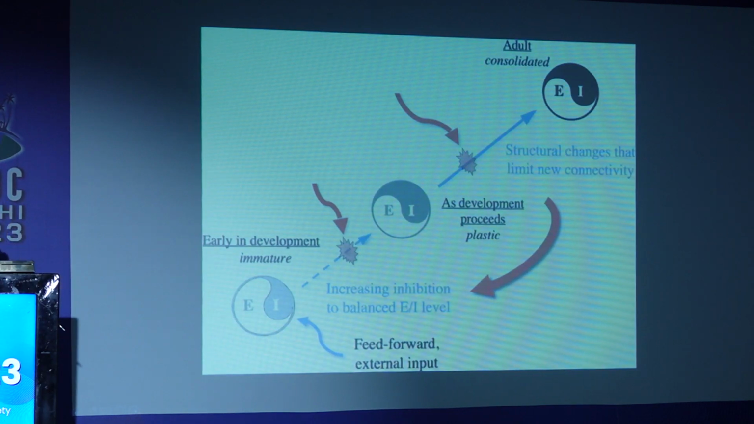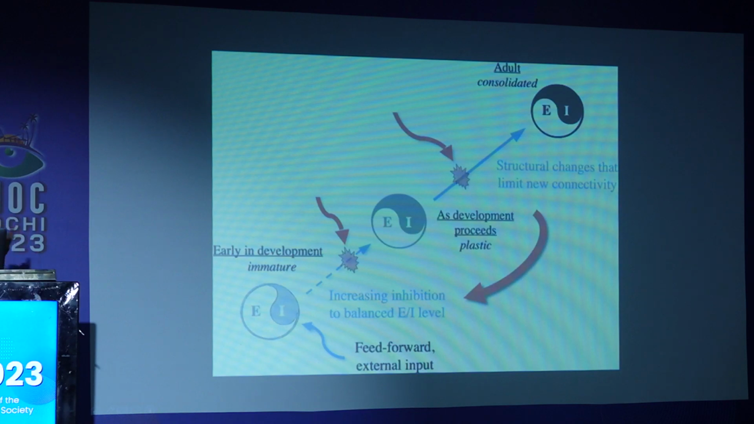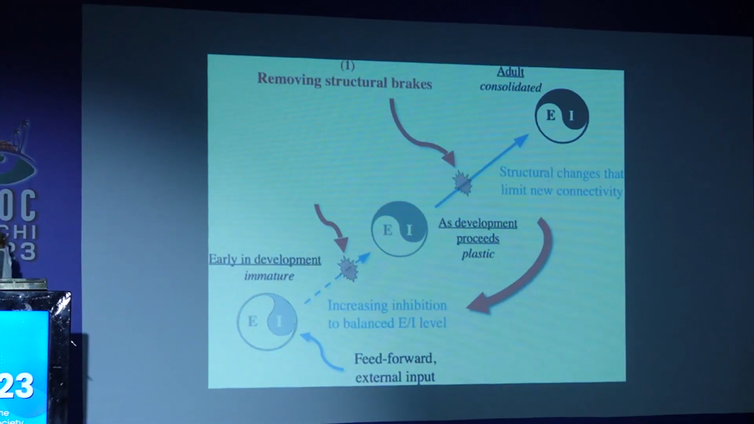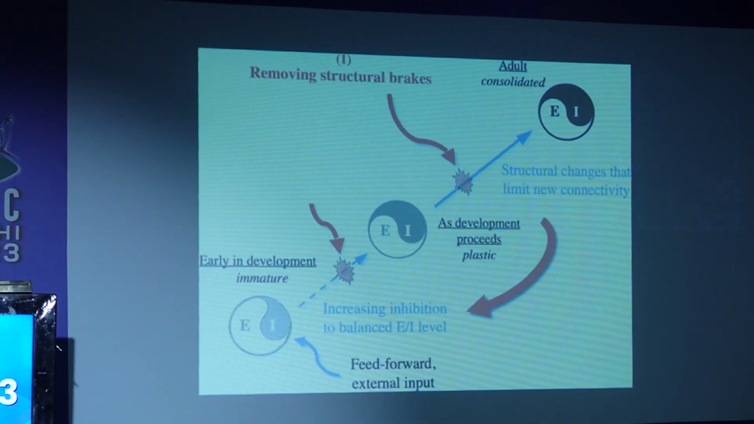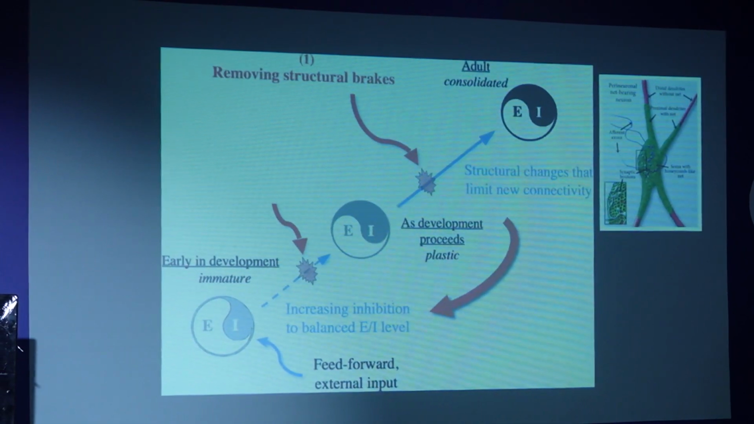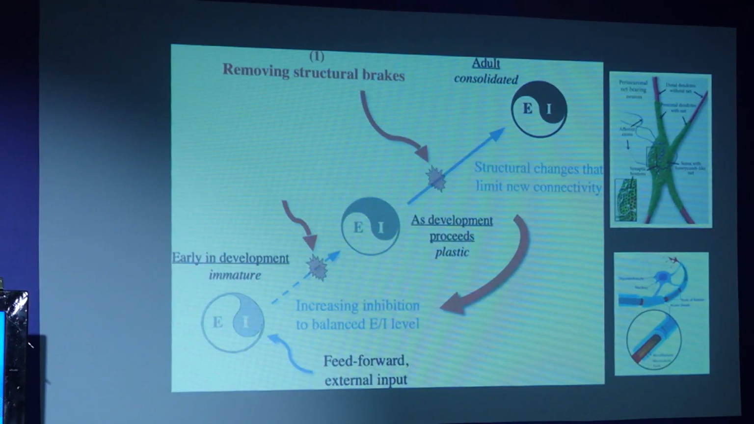One is the excitation inhibition at the molecular level, and the second are the actual structural changes. So there are two things that we have to look at when we look at neuroplasticity. First is to remove these structural breaks that are actually impeding the plasticity. One of them is the perineural nets, which are physical nets that surround the dendrites, and the second is the myelin, which acts like a structural brake, preventing the axonal transport.